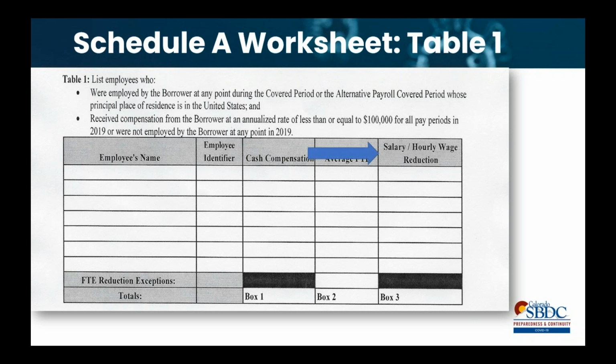The next column is salary hourly wage reduction. If you are using this form, this is one of the two possible reasons that you are here, the other being a reduction in FTE count, which we are slowly getting to. The salary hourly wage reduction means that you reduced an individual employee's salary or hourly wages by more than 25%. Please keep in mind that you can reduce an hourly wage employee's hours by more than 25%. You just cannot reduce their hourly wage by more than 25%.